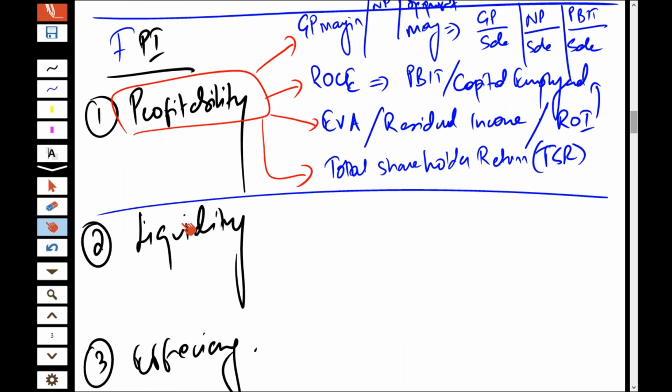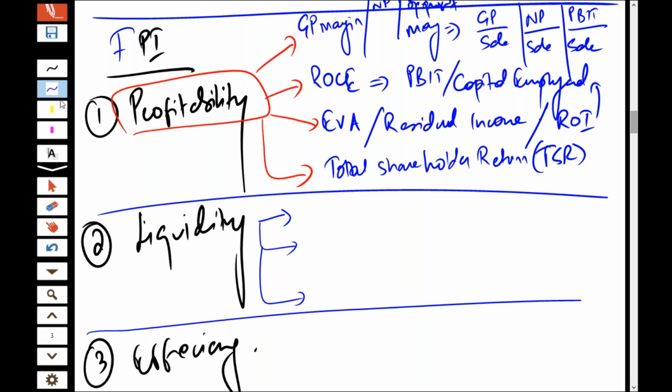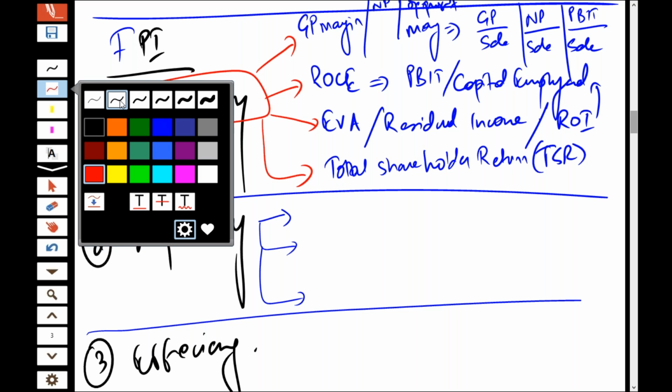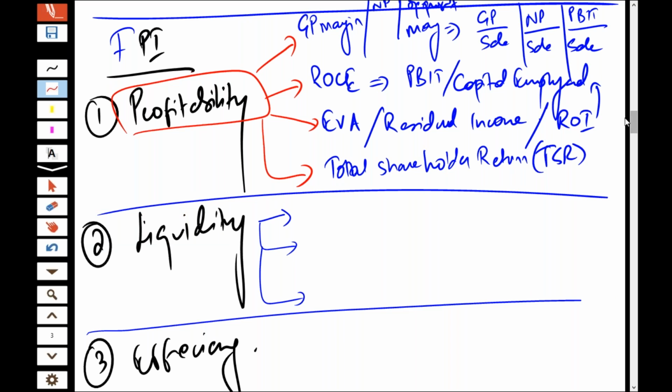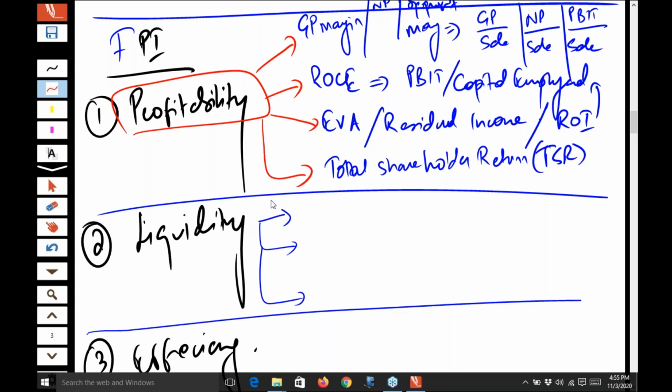Okay, now the next aspect is the liquidity ratio. So I need suggestions from you people for the liquidity ratios now. Yeah, I need liquidity ratios along with formula.